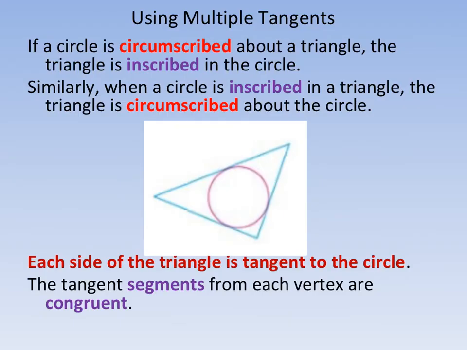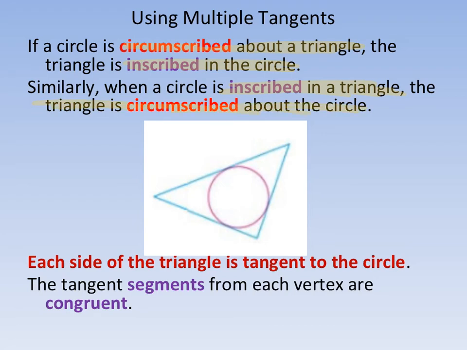Now the last type of problem we have to deal with deals with multiple tangents. So it says if a circle is circumscribed about a triangle, then the triangle is inscribed in the circle. Similarly, when a circle is inscribed in a triangle, as shown below, the triangle is circumscribed about the circle.